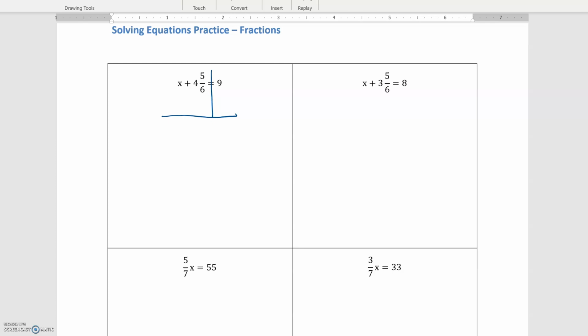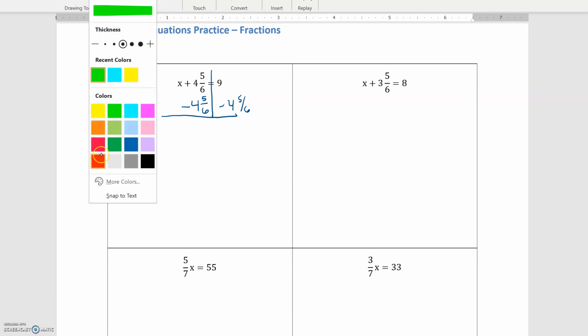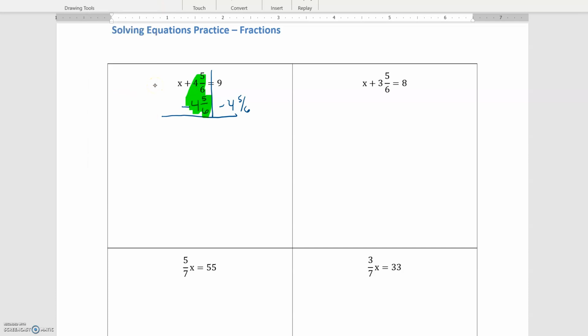If I see that I'm adding 4 and 5/6 to x, I can get rid of what's being added by subtracting that number. But if I do it to the left side of the equation, to maintain a balance, I have to do the same thing to the right side. Taking away 4 and 5/6 will make that cancel out and turn into 0. So I'm left with x equals 9 minus 4 and 5/6.